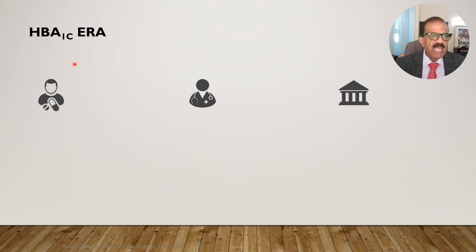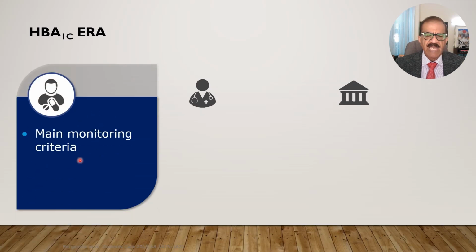So the HbA1c era is characterized by 3 phases. One is the main monitoring criterion. Once scientists realized that HbA1c in the blood reflects one's average glucose, it was used for glucose monitoring. Compared to self-monitoring of blood glucose, hemoglobin A1c is considered convenient because irrespective of time you can do it, and it will give you an average of 3 months. But it gives you an average. It doesn't give you that particular moment's glucose.